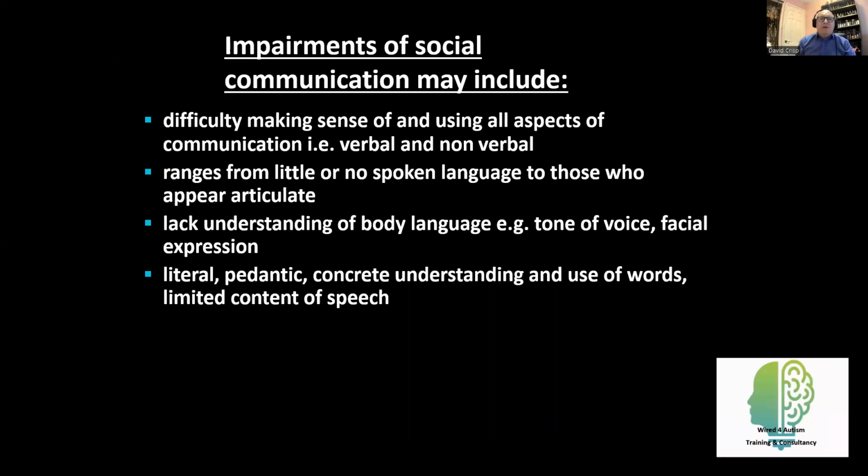So impairments in communication may include difficulty making sense of or using all aspects of communication, i.e. verbal and non-verbal. It may range from little or no spoken language to those who appear articulate, and those that do appear articulate can maybe come across as being more capable or more able than they are because of how they're communicating. For example, if someone's able to use very articulate words to explain themselves, and it seems like a fairly good way, do they understand half of what they say?